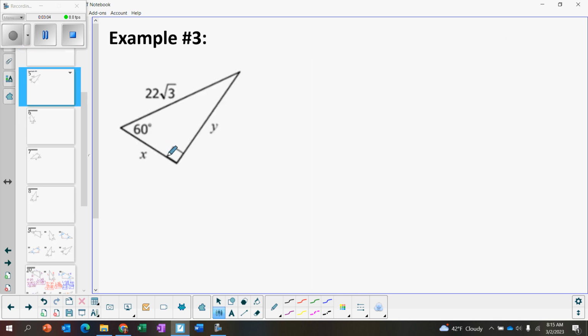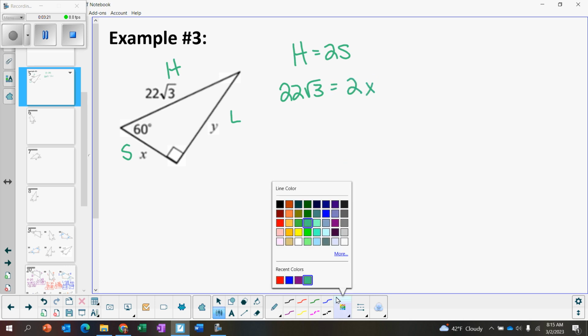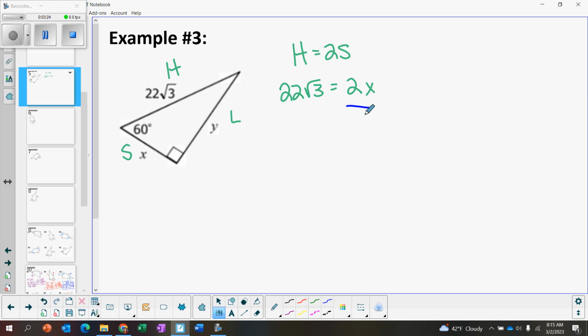All right, here we have a right angle, so that's the hypotenuse. This is 60, so opposite is long, making the other side short. This time I know the hypotenuse, so I'm going to start with H equals 2S. 22 root 3 equals 2 times X. I'm going to divide both sides by 2 to get the X alone. Here, only the 22 gets divided by 2. That's 11 times the root 3 equals X.